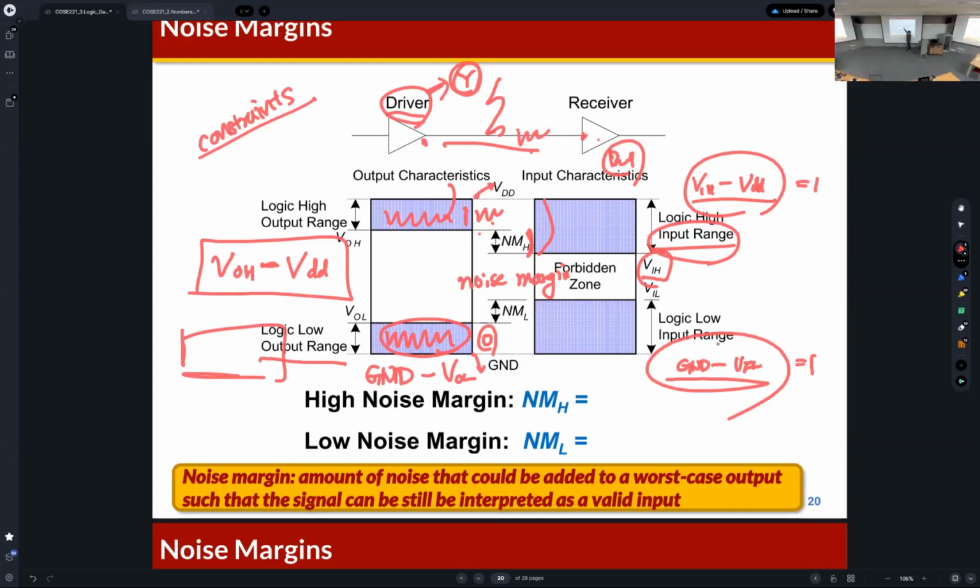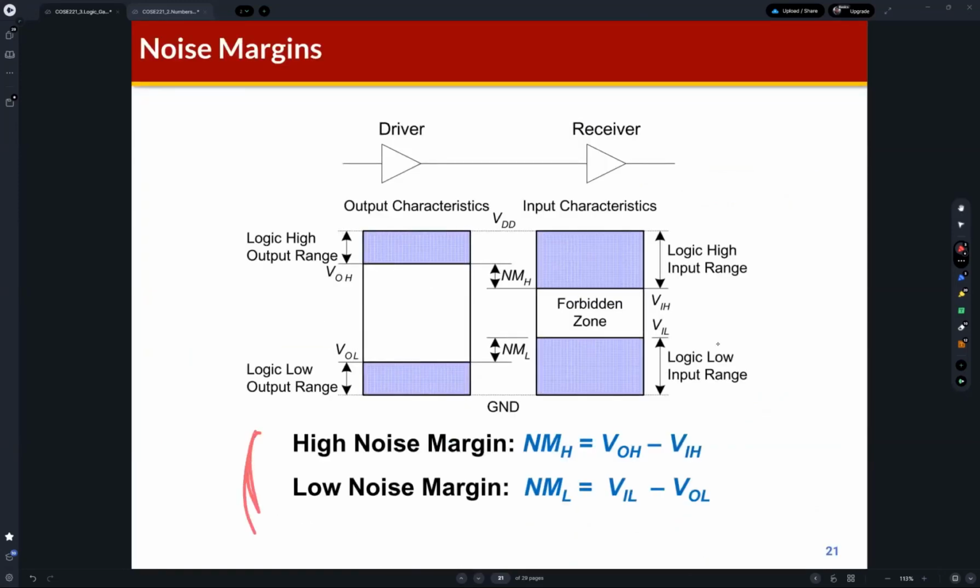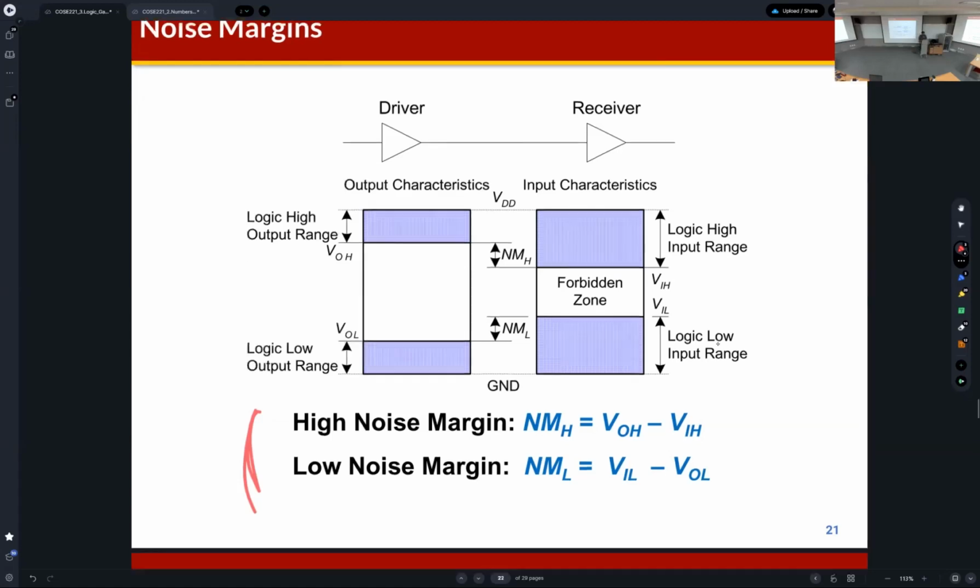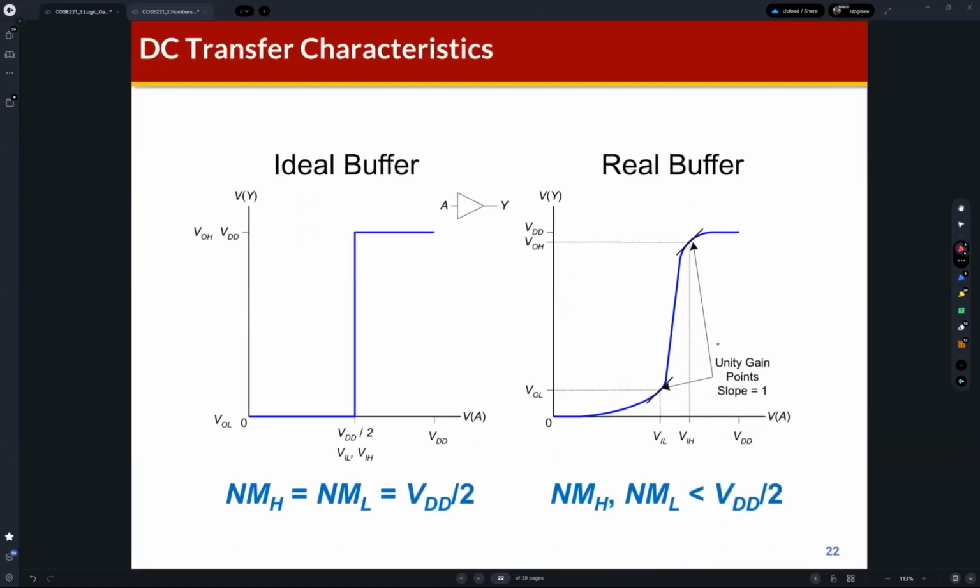Do you understand? The real-world problem is more complex than this concept. But when we design a real circuit, we need to consider these noise signals to create margin. So we need to design the circuit like this. This is the definition of noise margin: VOH minus VIH and VIL minus VOL. So this is my margin.